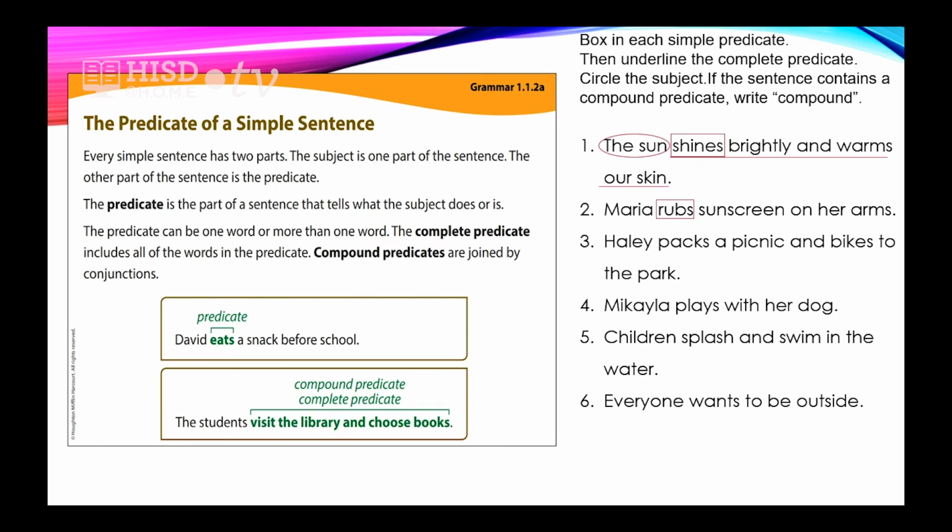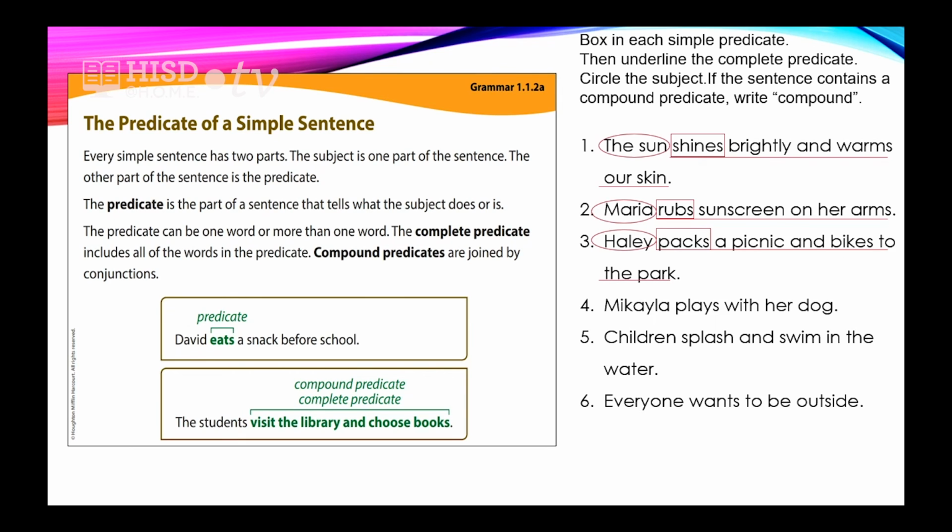Maria rubs sunscreen on her arms. Our simple predicate is rubs. Our complete predicate is rubs sunscreen on her arms. Our subject is Maria. Haley packs a picnic and bikes to the park. Packs is our simple predicate. Our complete predicate, however, is packs a picnic and bikes to the park. Our subject is Haley.